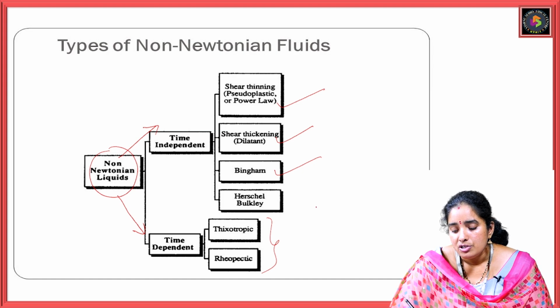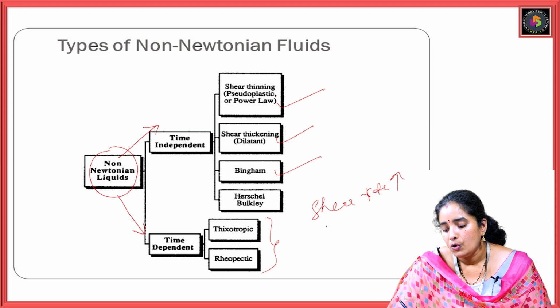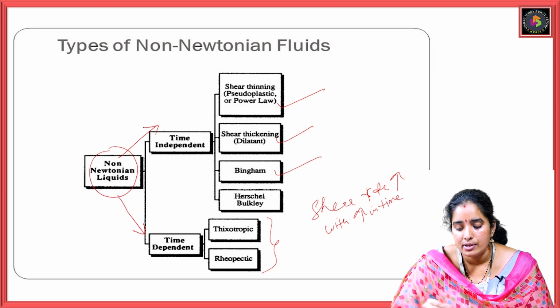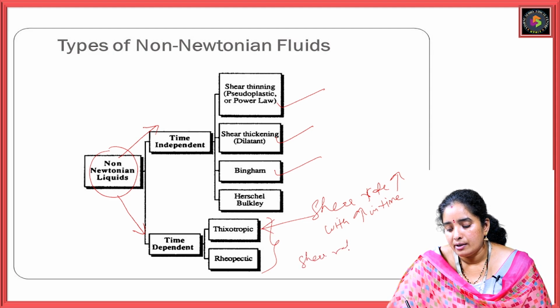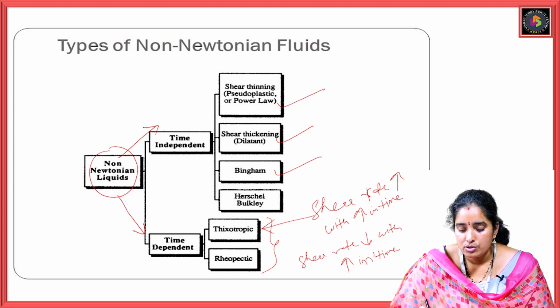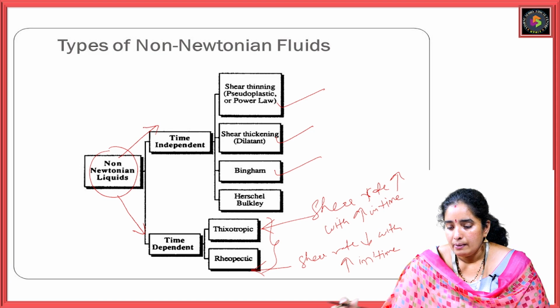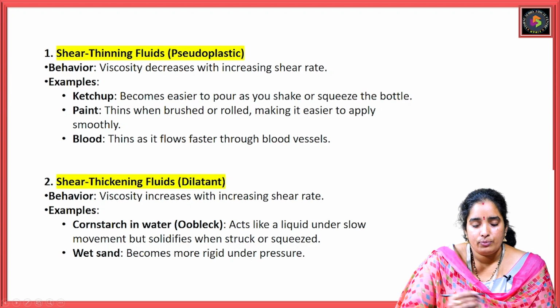Whenever shear rate increases with increase in time, when time is increasing and shear rate is also increasing, we call it thixotropic. When shear rate decreases with increase in time, like the reciprocal, we call those fluids rheopectic behavior. Okay, let us discuss this briefly. These are some of the things we have to mention here.